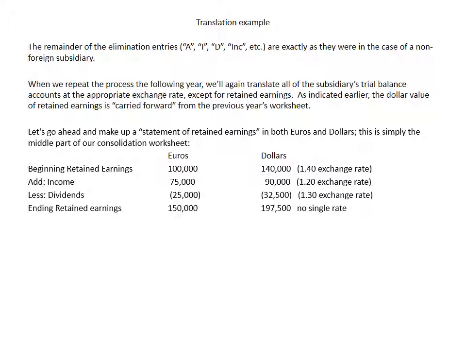And there's no single rate that converts from that ending euro figure to the ending dollar figure. Obviously, you could divide 197,500 by 150,000 to get whatever that exchange rate is. But the point is, we carry forward the 197.5 as a lump sum. We're no longer converting by multiplying the end of year retained earnings by some specific exchange rate.